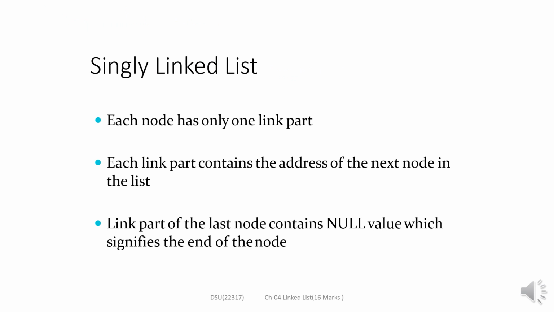So first we will see what is a singly linked list. Each node has only one link part, as the word single means, each node has only one link part. Each link part contains the address of the next node in the list. The link part of the last node contains a null value, which signifies the end of the list.